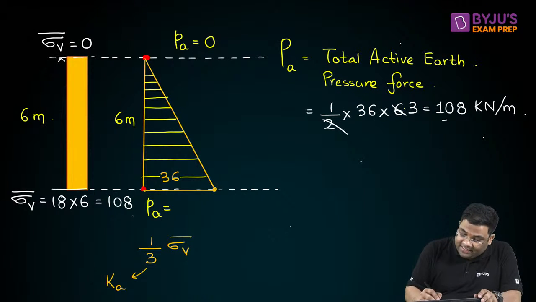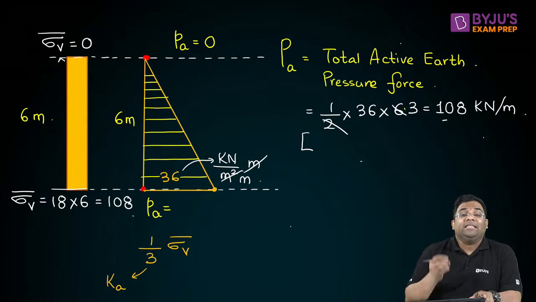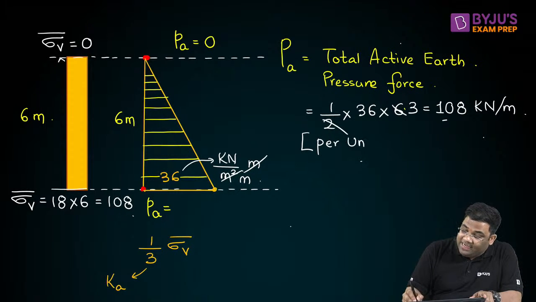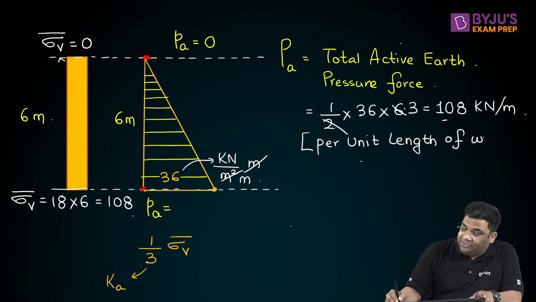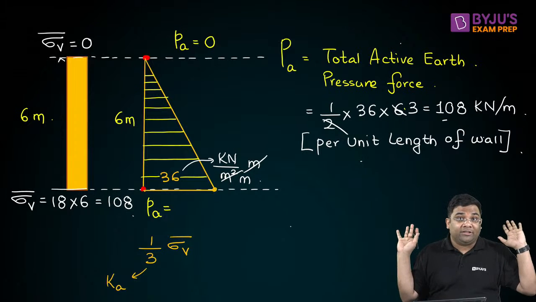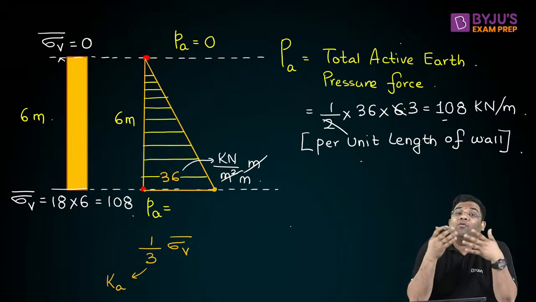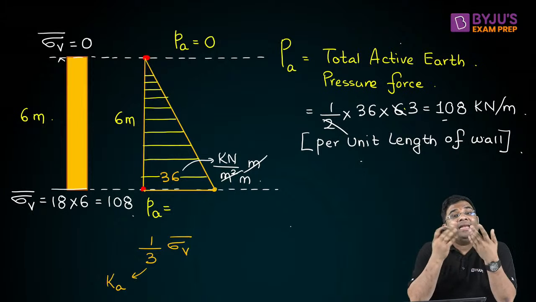How? You see, this stress is in kilonewton per meter square, and the height is in meter. So the answer I will get in kilonewton per meter. So I can say this is the force per unit length of wall. So you see, this is a very straightforward thing. No need to remember any equations. By just drawing the distribution correctly, you can find out the force. Just take the area of the distribution.